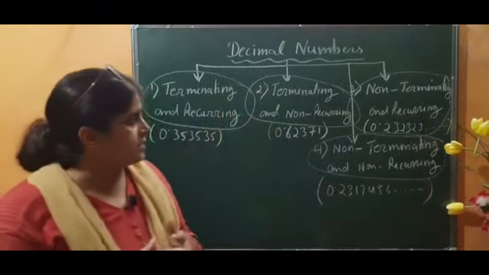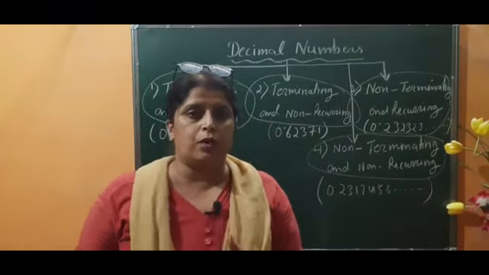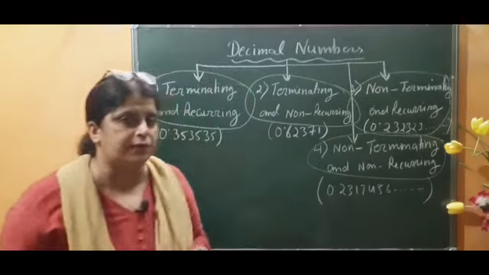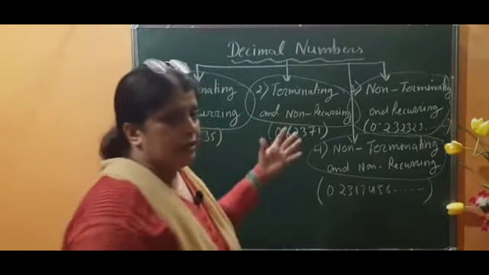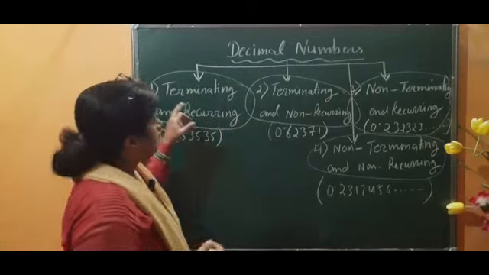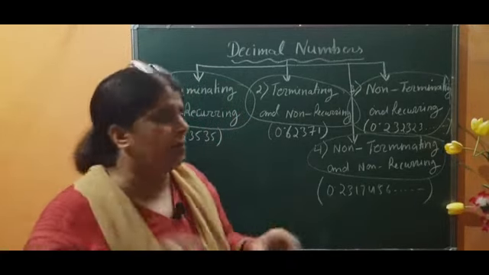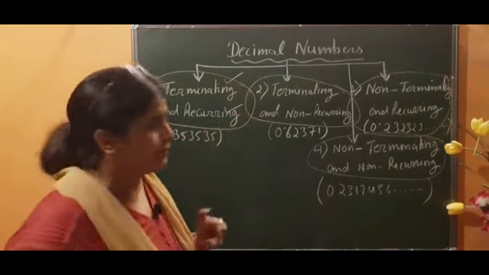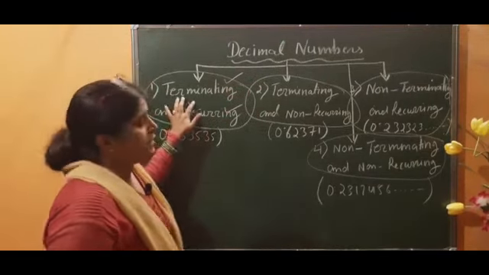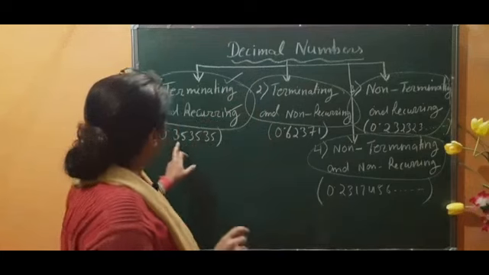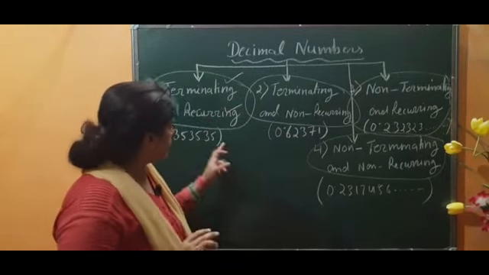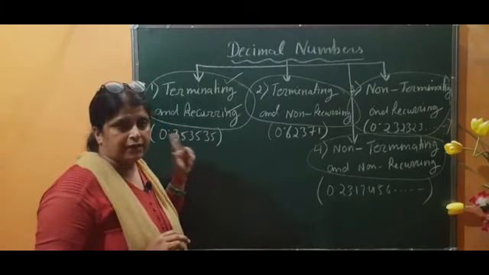Maybe in the beginning it will be tough for you to understand what these terms are. Slowly I will explain and it will become very easy for you to understand these types. First of all, try to understand the word meaning of these two terms, terminating and recurring. What is the meaning of these two terms? After the decimal point, if you are able to say that the number of digits is fixed, there is an end of the digits after the decimal point.